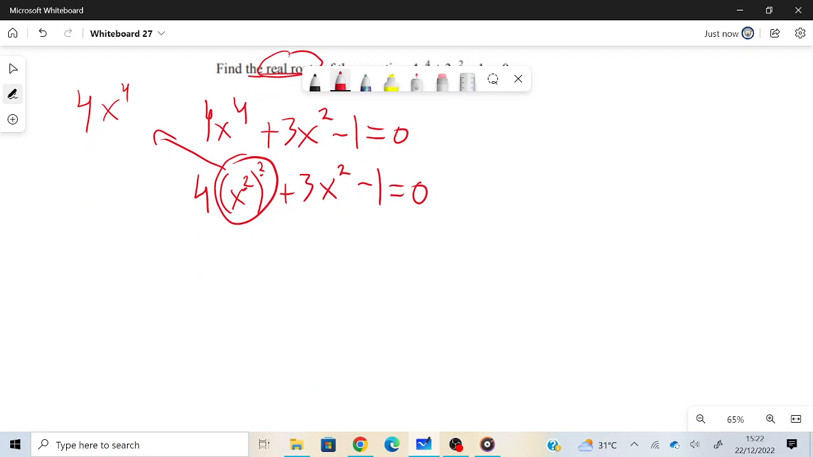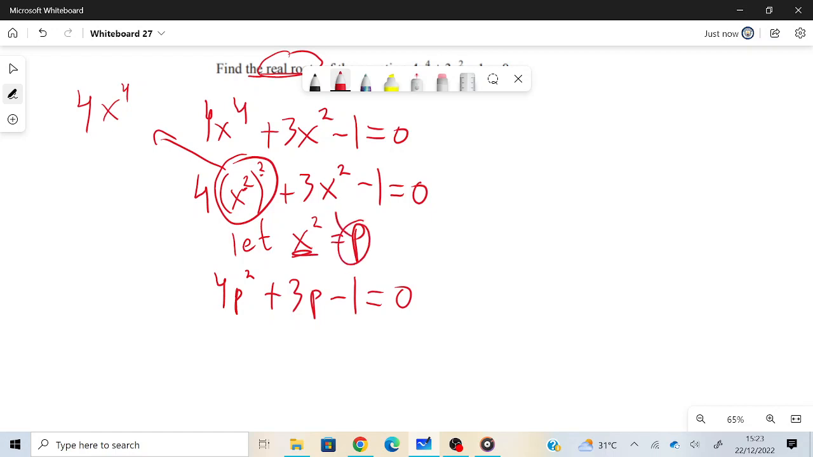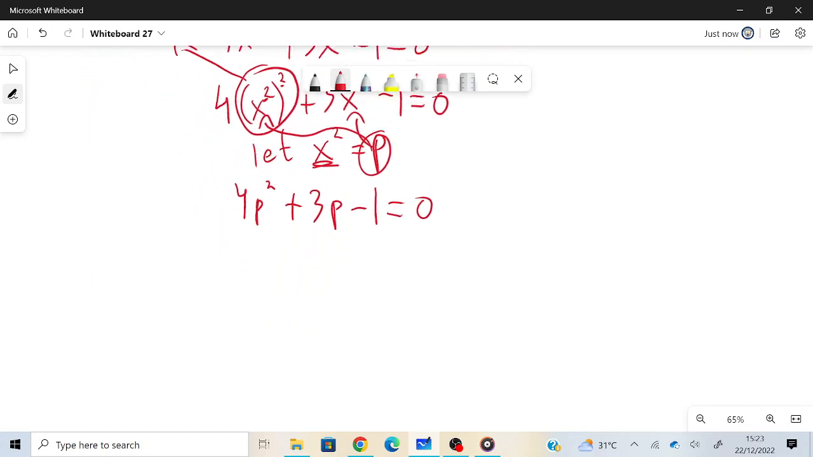So now that you have that, you can now say let x squared be equal to your chosen constant, let's say p again. So you would now have 4p squared plus 3p minus 1 equals 0. So whatever was x squared, I just left p over there. So I put p into x squared here, and I put p into x squared over here. Now from here, all you have to do is simply solve it quadratically.